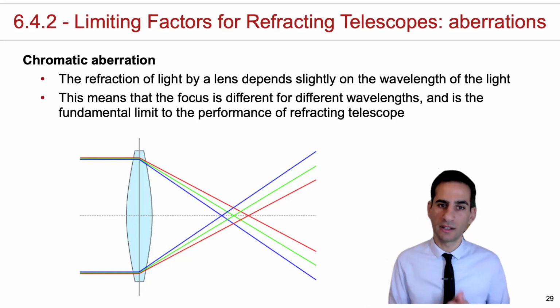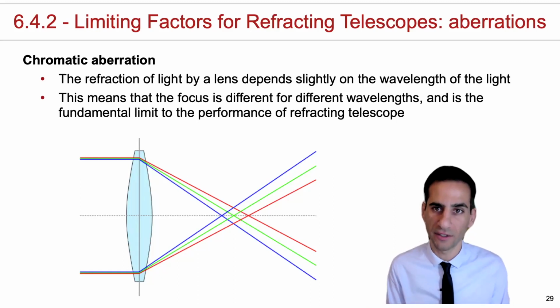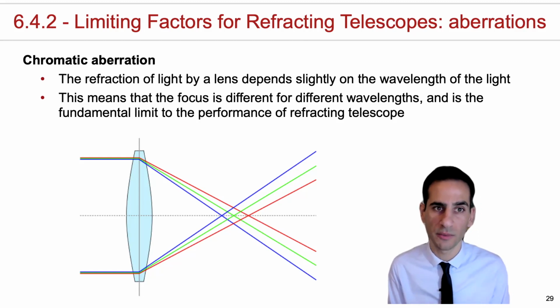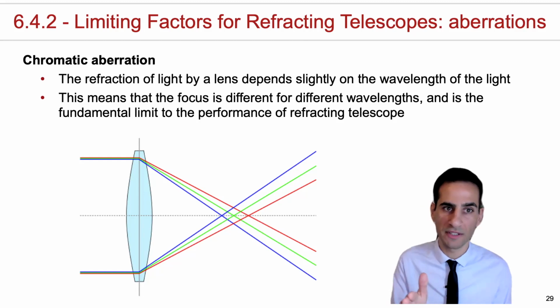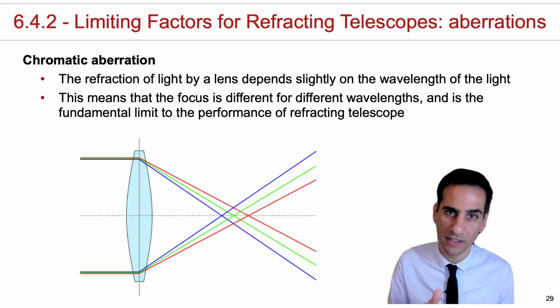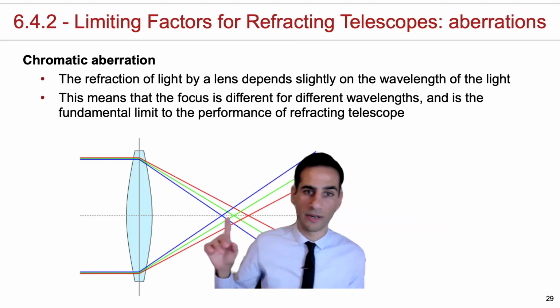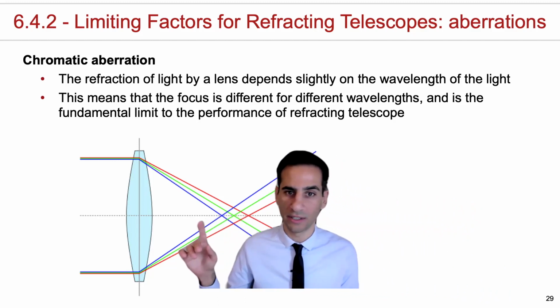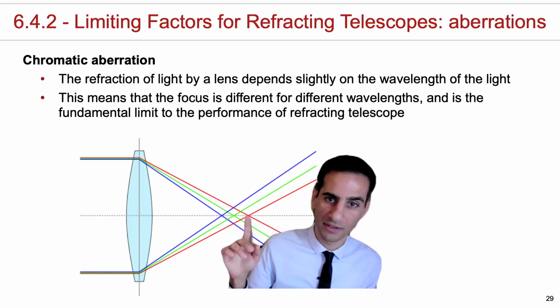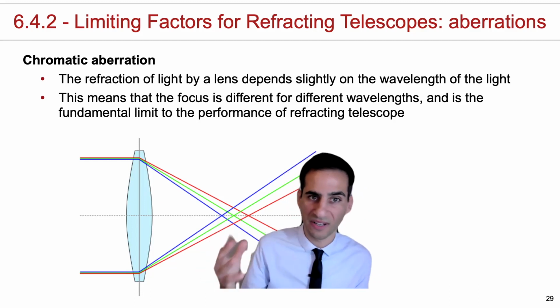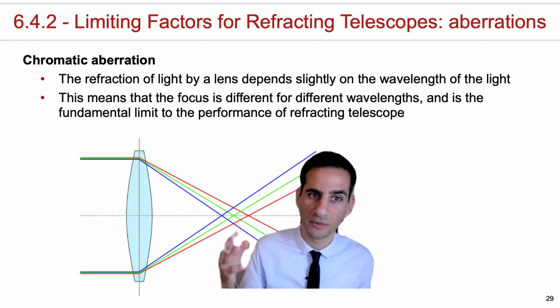There are actually a lot of reasons why refracting telescopes are no longer used, especially for science. One of them has to do with chromatic aberration. So what happens is that the refraction of light by a lens will depend slightly on the wavelength of the light. For example, red rays will actually go down and converge at a slightly larger distance to the objective compared to the blue ones. And this means that the focus, the effective focus, is different for different wavelengths.